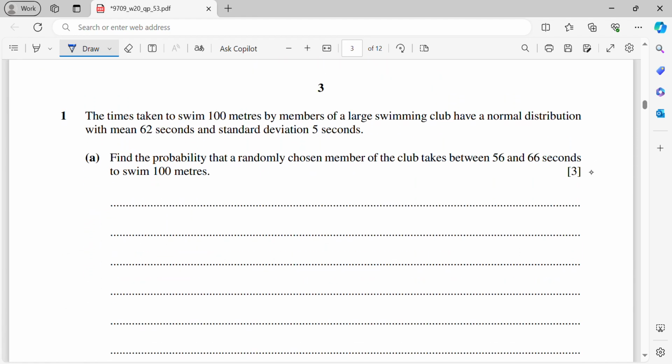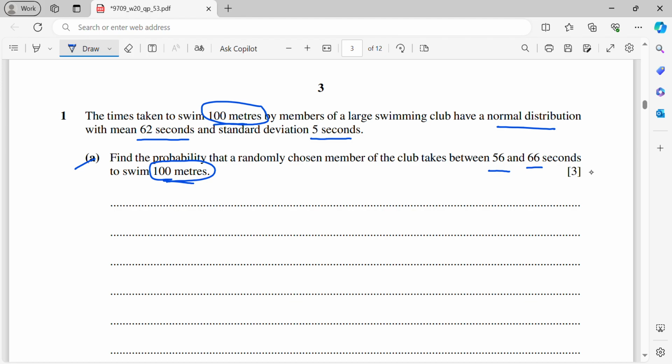Question number 1. The times taken to swim 100 meters by members of a large swimming club have a normal distribution with mean 62 seconds and standard deviation 5 seconds. A. Find the probability that a randomly chosen member of the club takes between 56 and 66 seconds to swim 100 meters. So same 100 meters here.